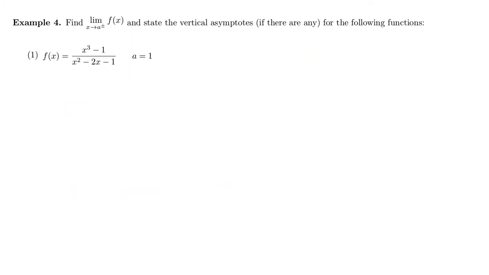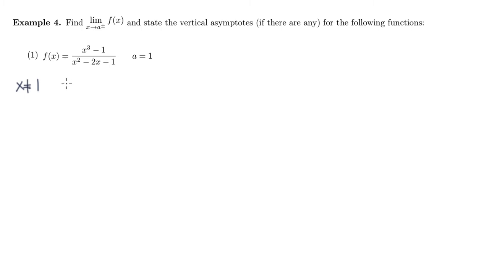Okay, so here we have a rational function, and we're looking for the limit. In this case, a is equal to 1, so the limit as x approaches 1 from the right and from the left. That's what I mean by this plus or minus right here. And then we also want to see if there's any vertical asymptotes for these functions. So the first thing we're going to notice is that in this function, because we're taking the limit as x approaches 1 from the right and left, we can actually assume that x is not equal to 1.